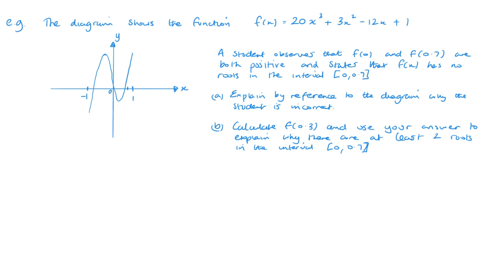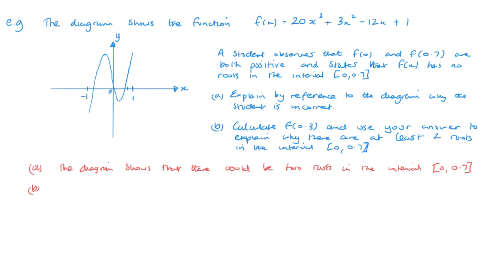So that's all we need to do for this. I'll answer in red. The diagram shows that there could be two roots in the interval 0 to 0.7. So that's all there is. There are two potential roots. When we're doing this, we do use words like could be and at least, rather than giving a definitive answer.